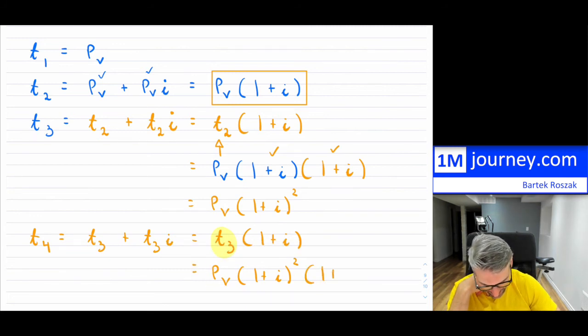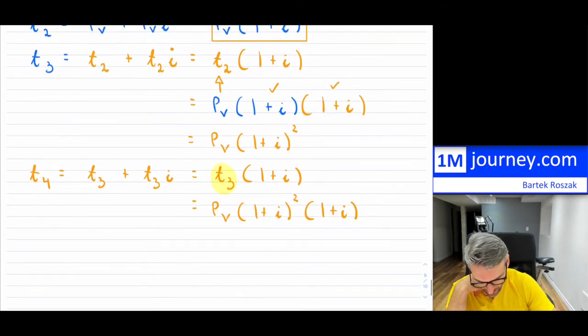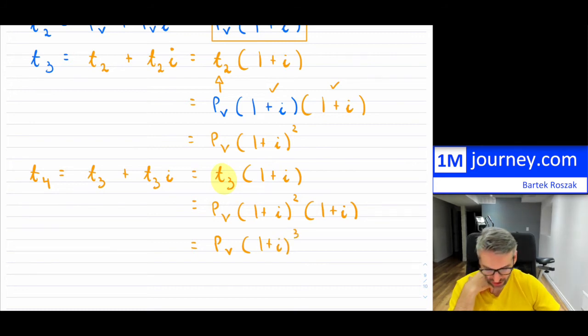And so multiplied by 1 plus i. Now, they have the same base, right? So that's your exponent rules there. So this is just really what T4 is. So the only thing really that's changing from term to term is that I'm just multiplying each term.